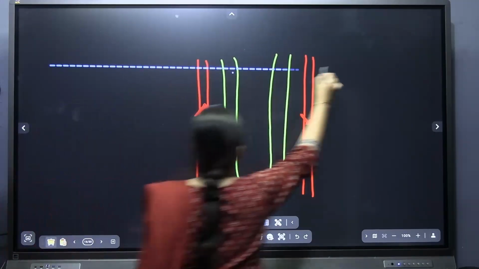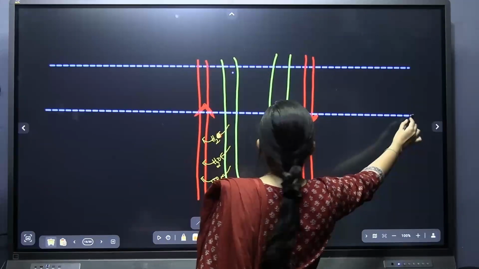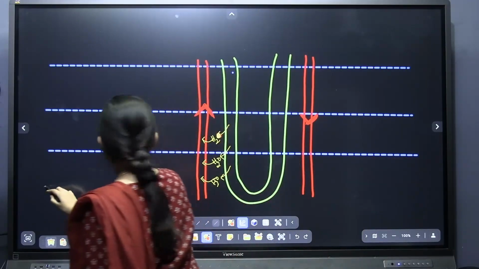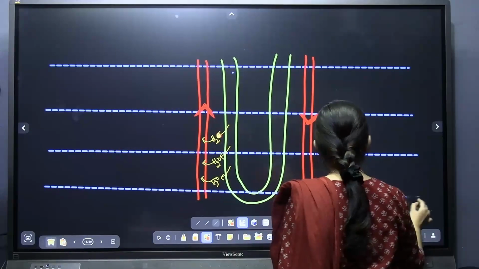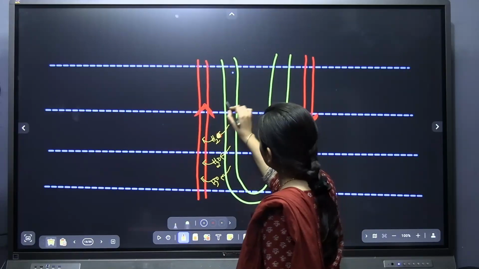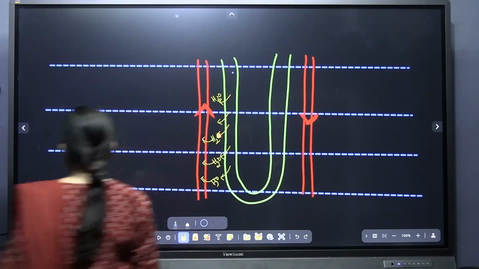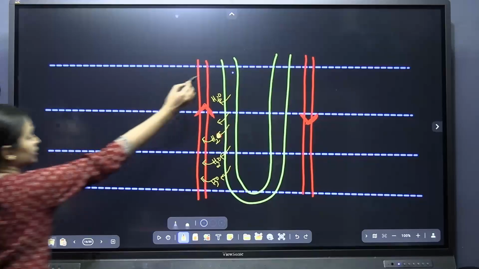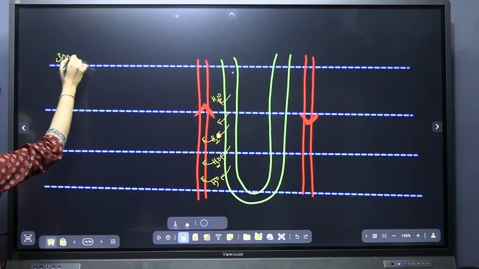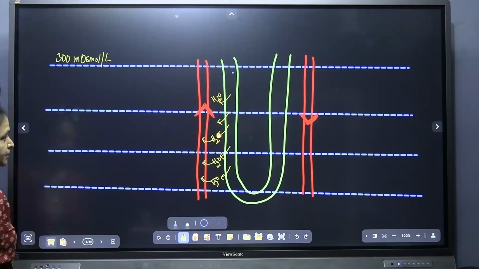If you see here, the water is coming out, so the concentration started increasing. In the starting, in the cortex, it was 300 milliosmol per liter.